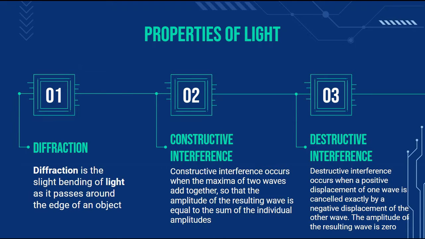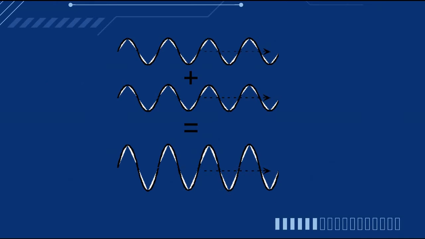Now let's move on to the second property, which is constructive interference. Constructive interference occurs when the maxima of two waves add together so that the amplitude of the resulting wave is equal to the sum of the individual amplitudes. Oh, this seems complex. So I'm going to simplify it for you. Have a look at this image. In simple words, when two rays are moving in the same place and overlapping each other, then the displacement of the wave increases. That is simply called constructive interference.